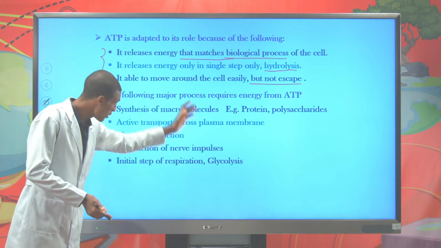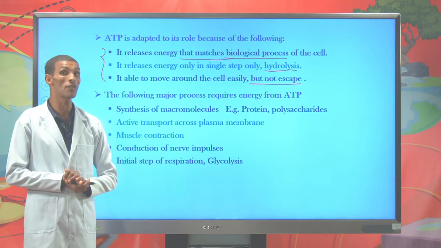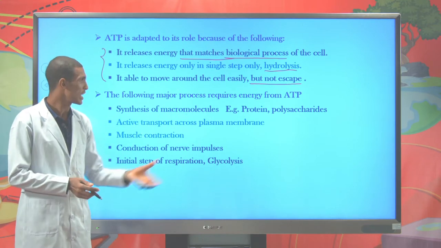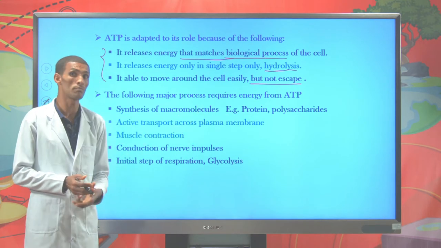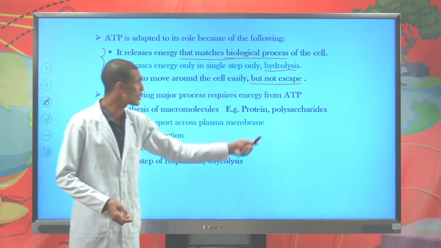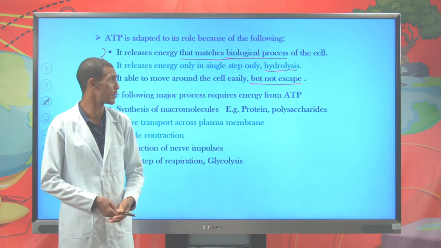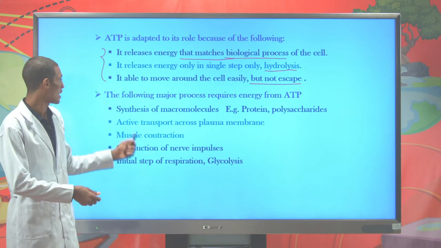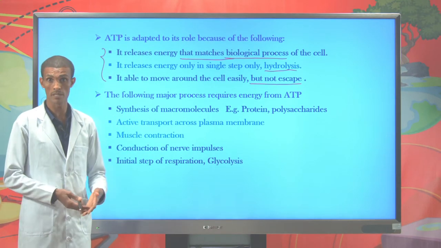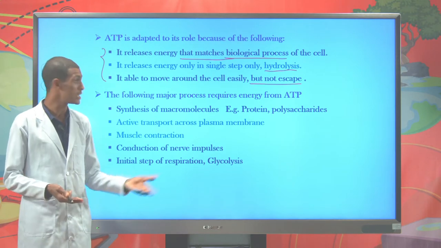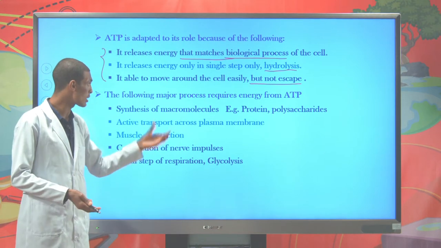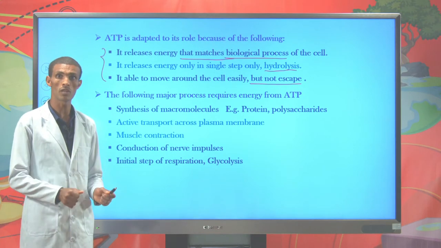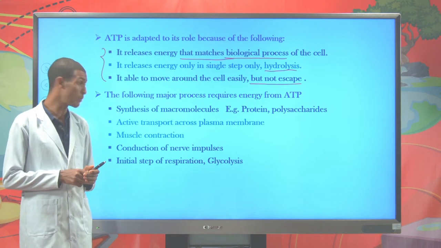So, the following main activities may require energy from ATP metabolism. One is synthesis of macromolecules. If the cell wants to prepare protein from its respective monomers, synthesize polysaccharide from its monomers, or synthesize lipid from its monomers, they require ATP. And again, active transport across the plasma membrane, the ones that we call phagocytosis, endocytosis, and exocytosis. And again, muscle contraction. If the muscle wants to contract, it needs energy from ATP metabolism.